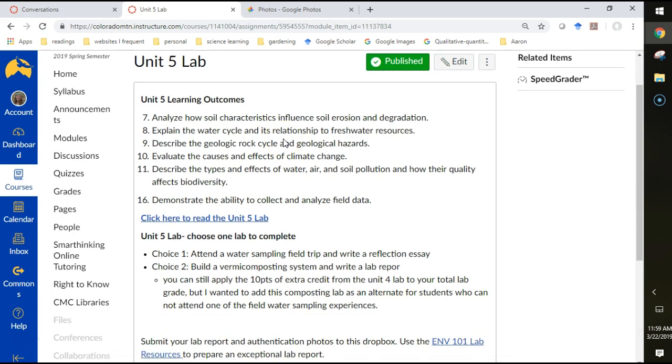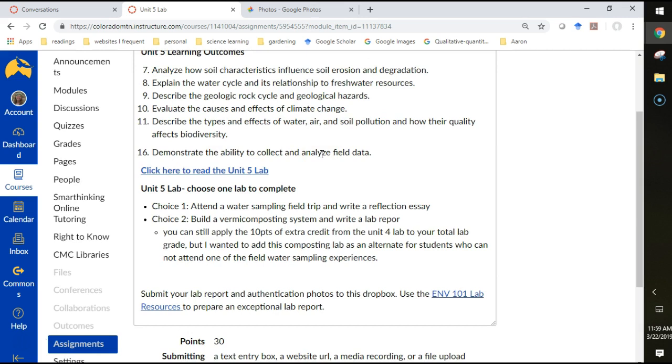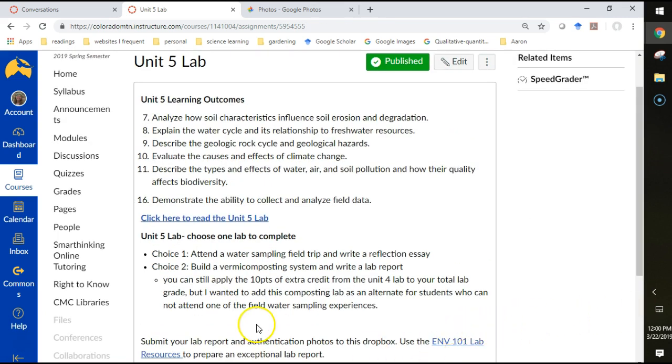Okay, so we have finally made it to the world of the mystical field trip. So I reflected on the results of the first survey, and I decided to write another lab so that folks would have a choice. So choice 1 is to attend a water sampling field trip and write a reflection essay, and choice 2 is to build a vermicomposting system, aka a worm bin, and write a lab report about it.